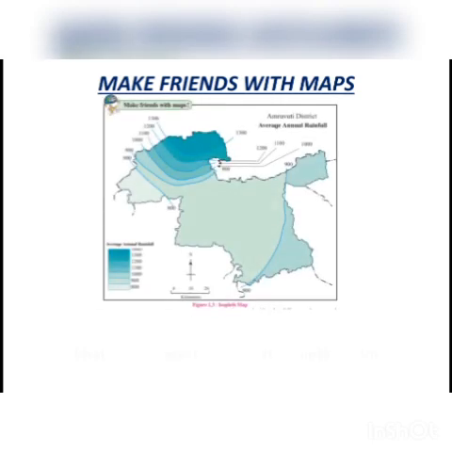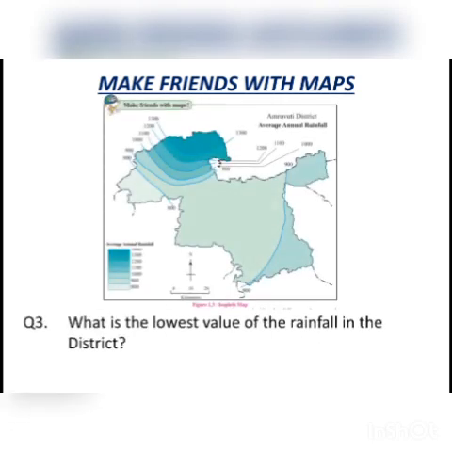Third question. What is the lowest value of the rainfall in the district? For finding the lowest value, we need to see the index. The last class shows us the value of rainfall, that is 800 millimeter.